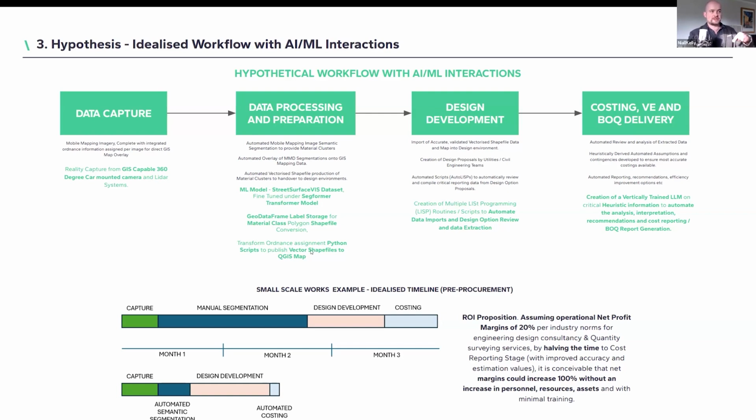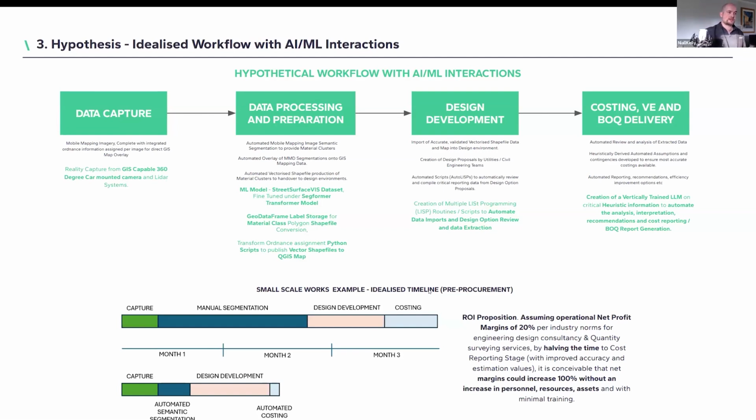So the vector shapefiles had an association to the label data. So when we went from QGIS map then into the design development environment, we could automate the data import, the design option reviews, and the data extraction. And then the heuristically trained large language model could automatically give us our interpretation of our costs.